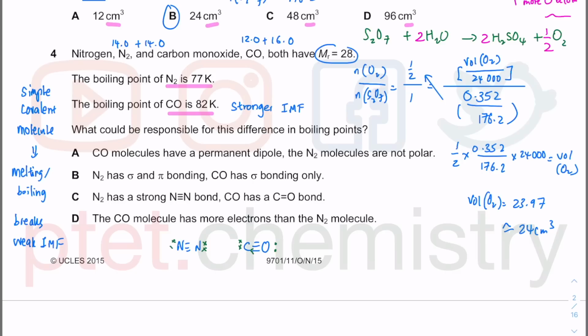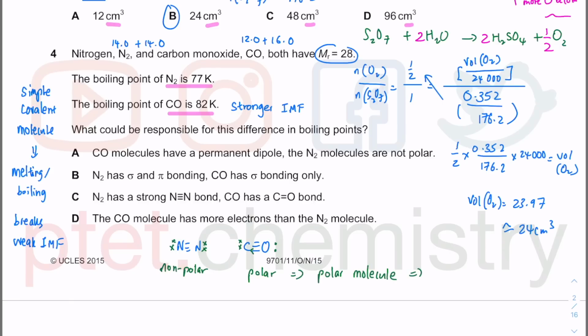Whereas for the nitrogen, they look exactly alike, except that this one has a dative covalent bond. This one is non-polar because both atoms have equal electronegativity, whereas the CO molecule is polar. You have two atoms that are of different electronegativity. If the bond is polar, you're going to end up with a polar molecule, because your whole molecule consists of that bond between the two atoms.